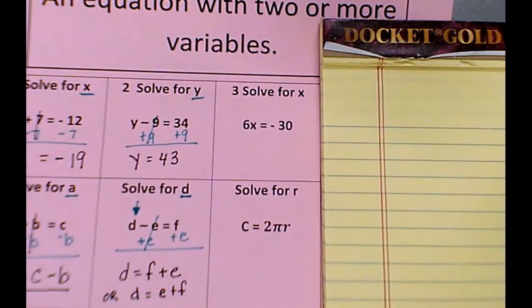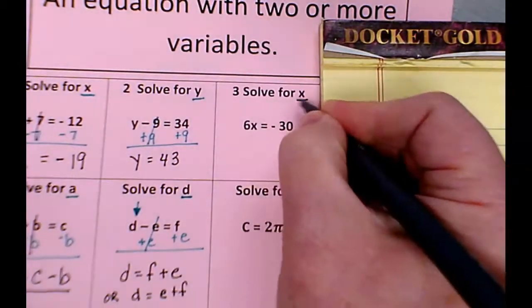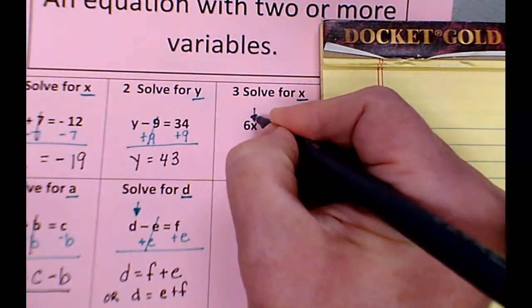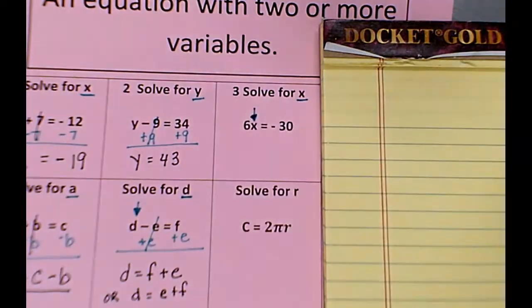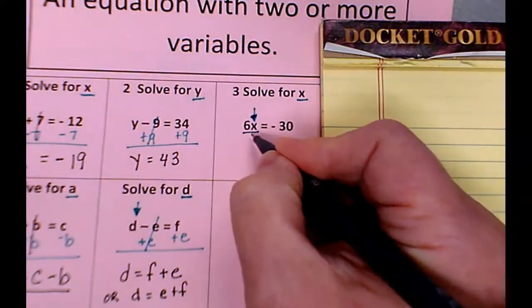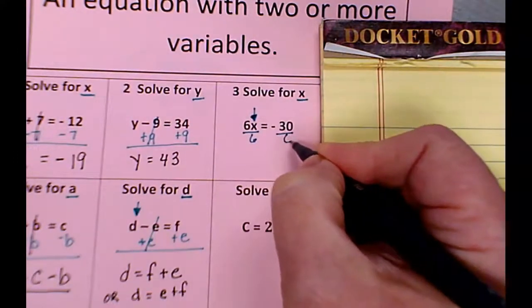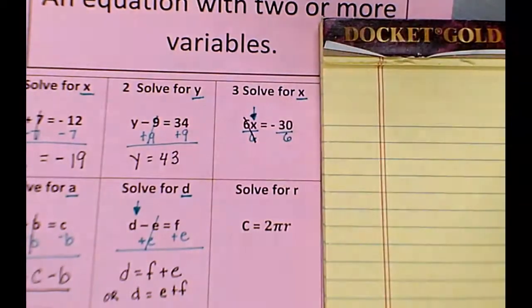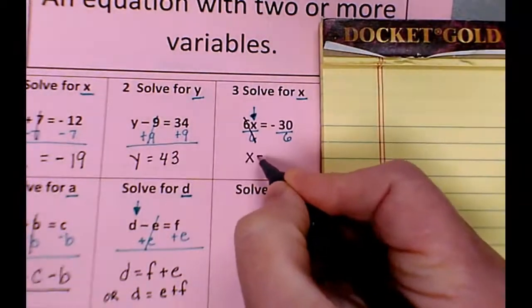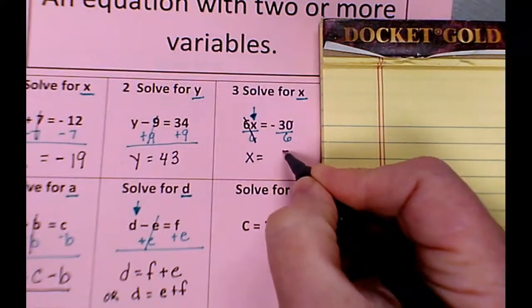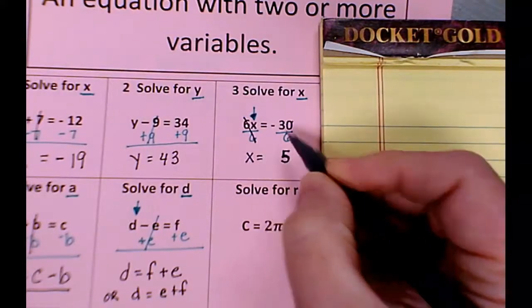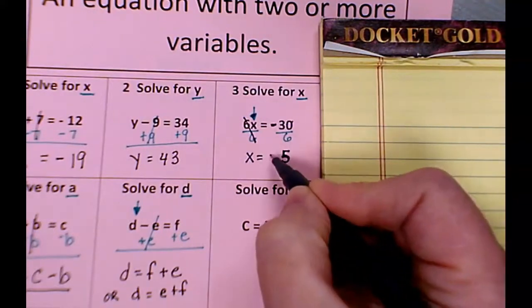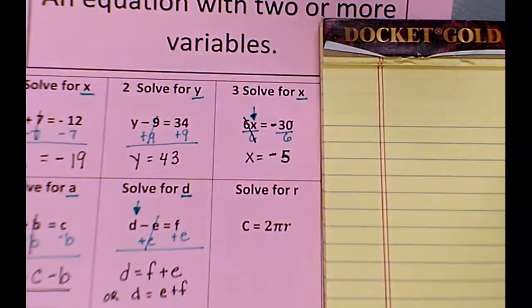Example number 3, I'm going to solve for x. I want the x by itself. The 6 is multiplied by the x. The opposite of multiply is divide, so that the 6s will cancel out. 30 divided by 6 is 5. Negative divided by a positive makes a negative.